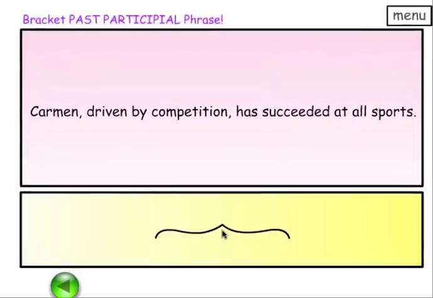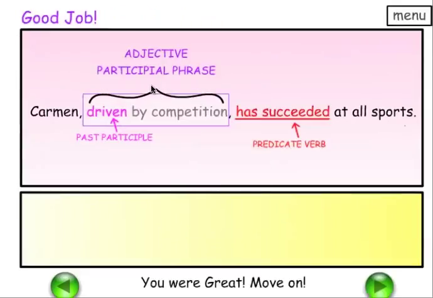Carmen, driven by competition, has succeeded at all sports. Let's look at this sentence for a minute. Carmen has succeeded at all sports. Okay, we've got a past tense, the ed form of the verb with an auxiliary, has succeeded, used as the main sentence structure. We have driven by competition, the en form, which is the past participial phrase used as an adjective.